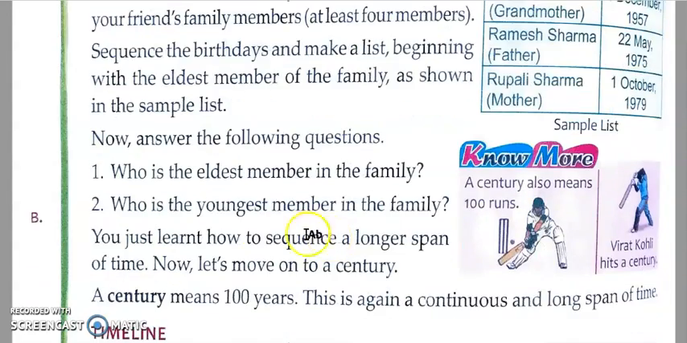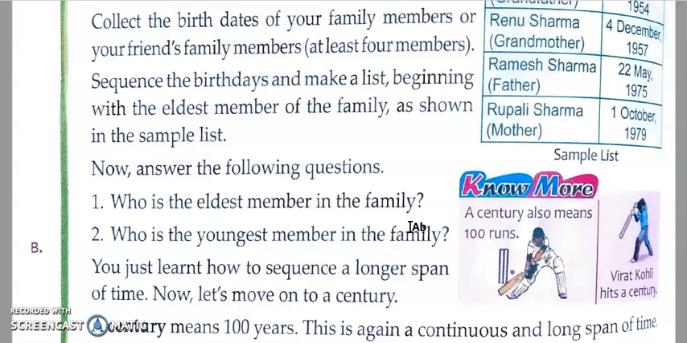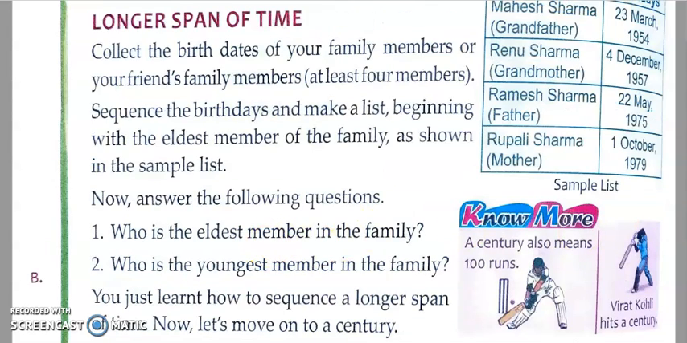Okay. Then now answer the following questions. Who is the eldest person in the family? In this chart we can see who is the eldest person. See, he is grandfather and his birthday is in 1954, 23rd March. We have to see the year first. Renu Sharma, 4th December 1957. So 1954 will come first. So grandfather is the eldest person in the family.